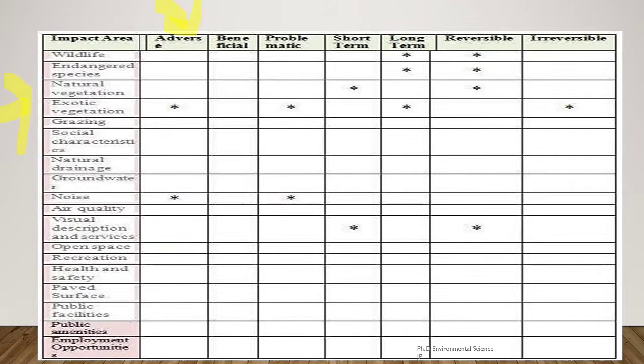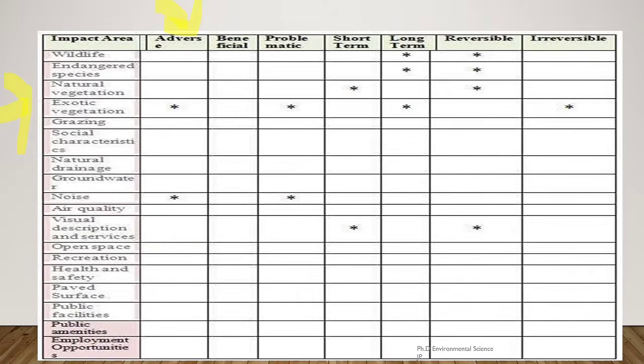Then on the other side, nature of impacts are written. Adverse impact, beneficial, problematic, and so on. Adverse effect will be there if negative effects on the environment would be there. Then beneficial effects, if positive effects on the environment will be there.